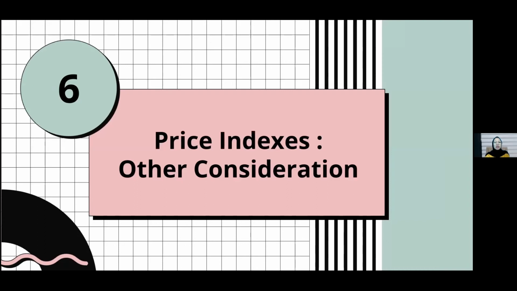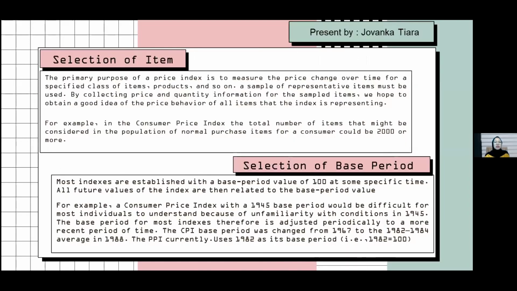Next, price indexes, other considerations. First, selection of items. The primary purpose of a price index is to measure the price change over time, classified by class of item, product, and so on. For example, in the consumer price index, the total number of items that might be considered in the population of normal purchase items for a consumer could be 2,000 or more.